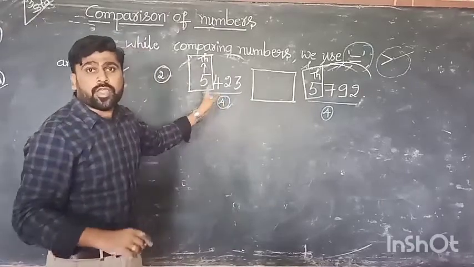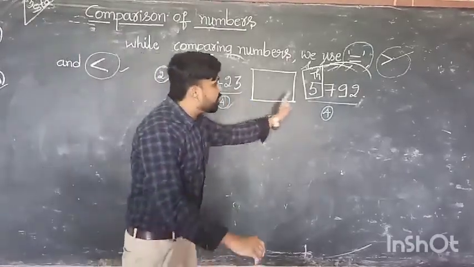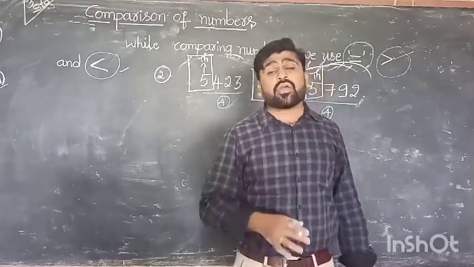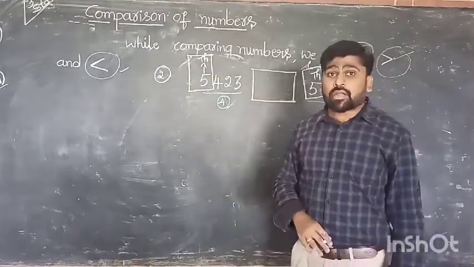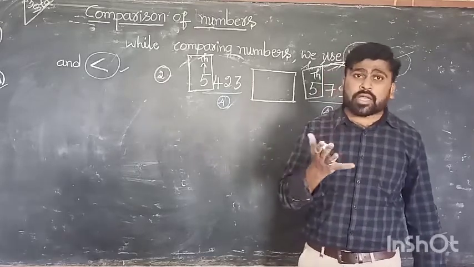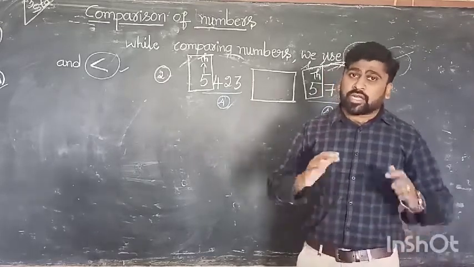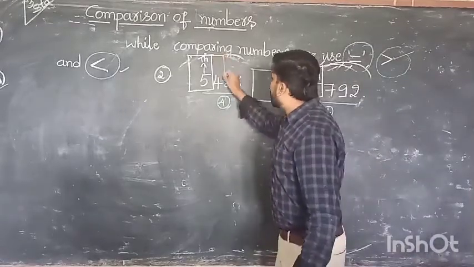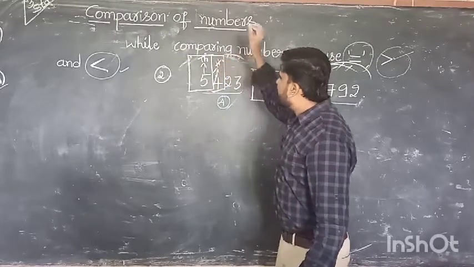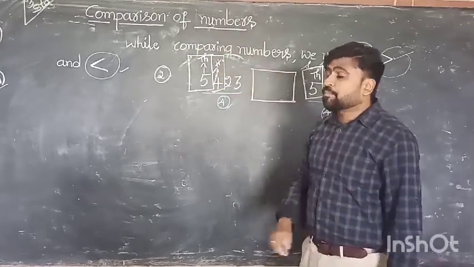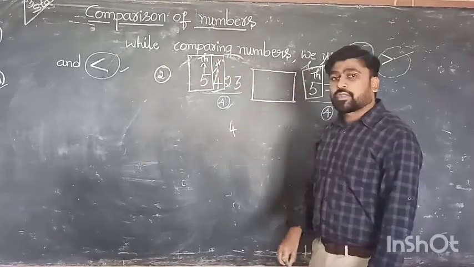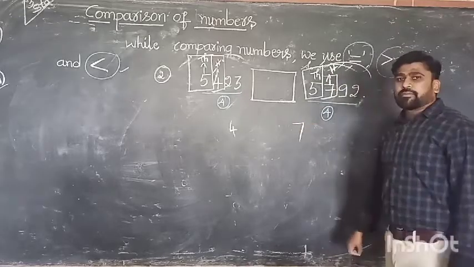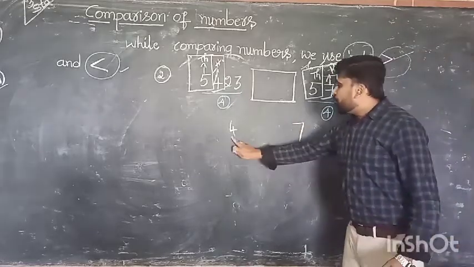Correct? 5 is the same. Since both are the same, we cannot again identify which is the small number and which one is the big number. Correct? So looking at the 1000s place, we did not find out. That means that time what do we have to do? We have to go through which place? The 100s place. Clear? Here the 100s place is 4. Here the 100s place is 7. Clear? That means 4, 7.